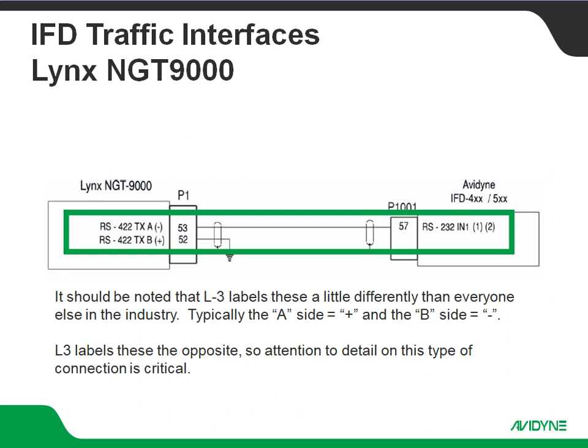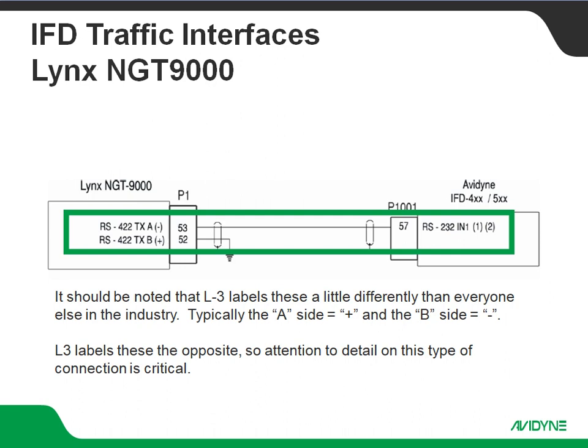So jumping into the interface, as you can see here, we're using an RS-422 negative to an RS-232 receive. One of the things you want to pay careful attention to with the NGT9000s is that, for whatever reason, L3 has labeled these a little bit differently than what we've traditionally seen in the industry. Usually the A side is the positive side and the B side is the negative. For whatever reason, on the NGT9000s, they have those labeled in reverse. So the A is the negative and the B is the positive.